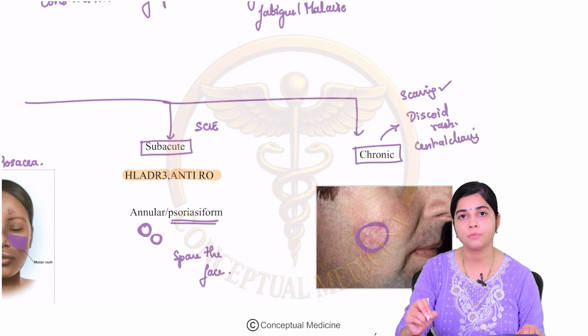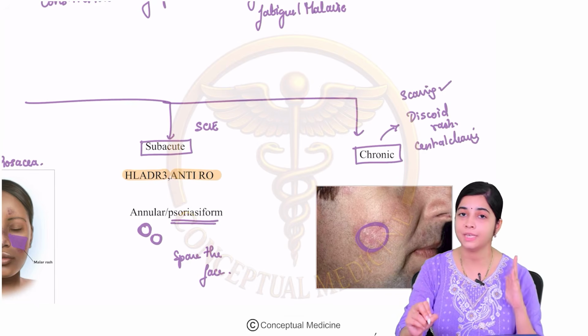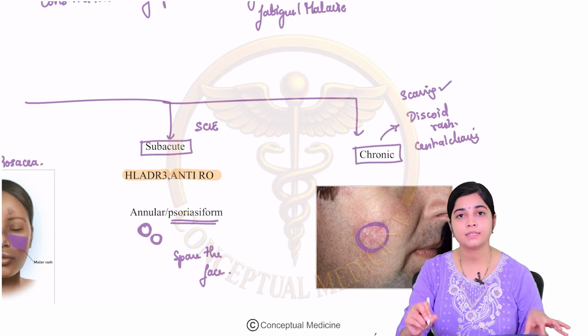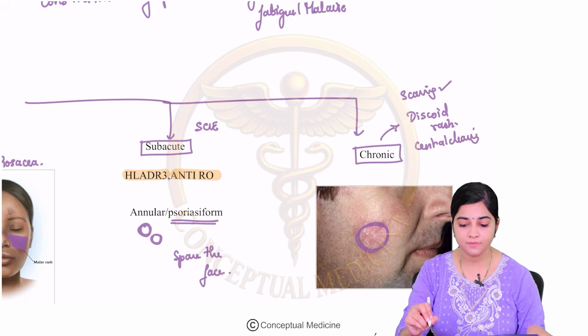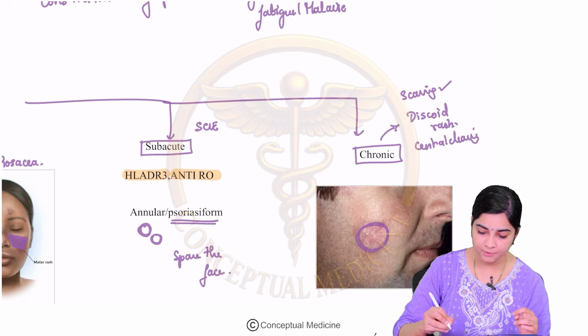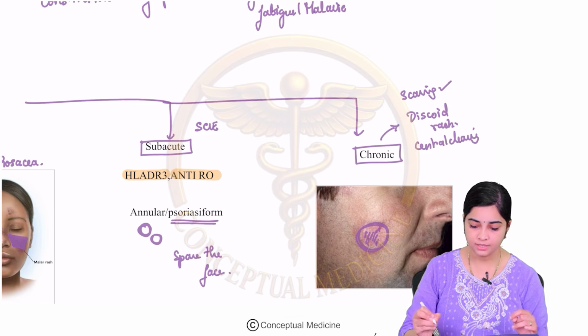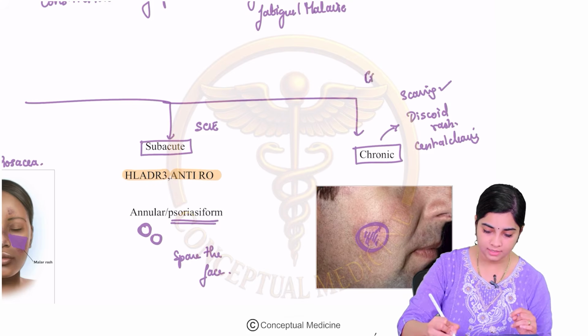Okay, it can be commonly found on the face, behind the ear, and over the scalp as well, right? So this has a central clearing, it is associated with scarring, and this is what we call a discoid rash. In this type of appearance, you can see that in the center there is some clearing, and this is what we call the carpet tack appearance.